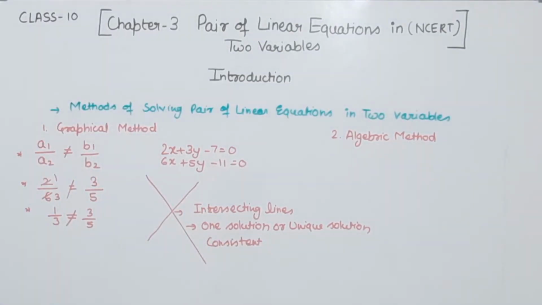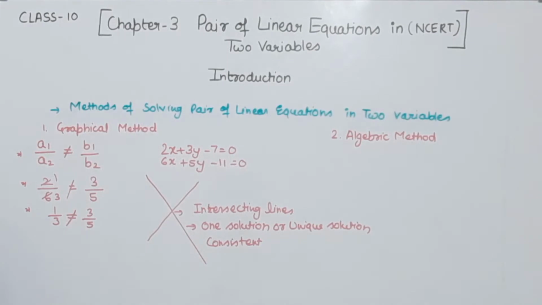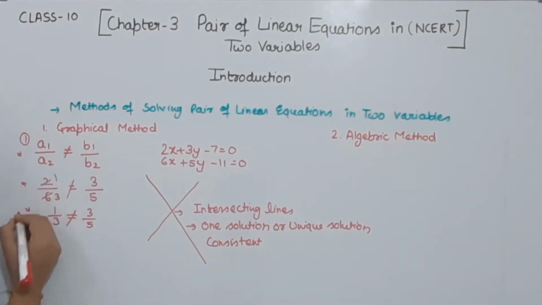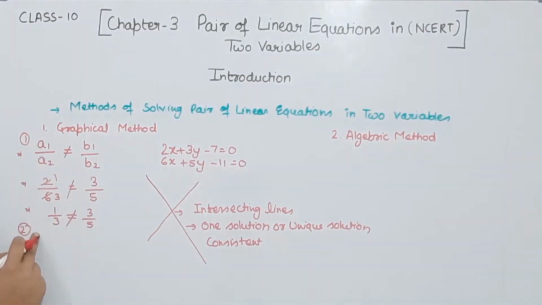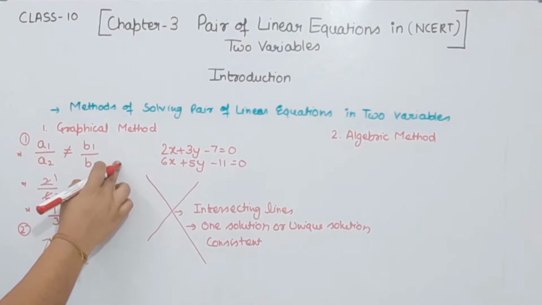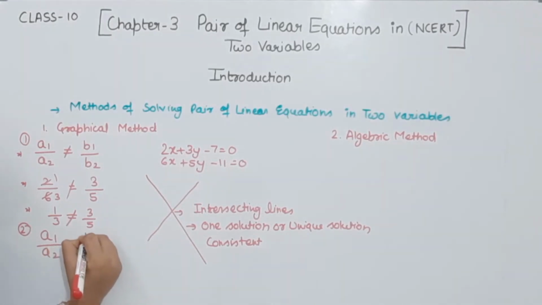So in the first case, we find A1 by A2 is not equal to B1 by B2. Now comes to the next one. This is the first case, this is the second case. In this case they are not equal. Let's take another one where A1 divided by A2 is equal to B1 by B2. Now both of them are equal to each other.